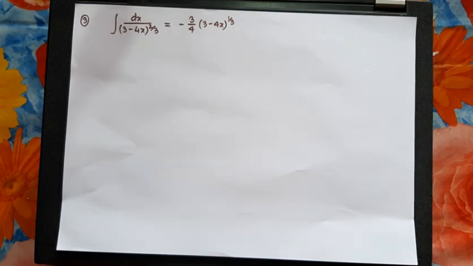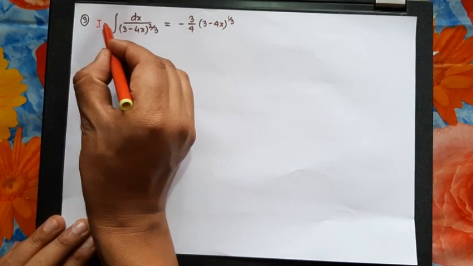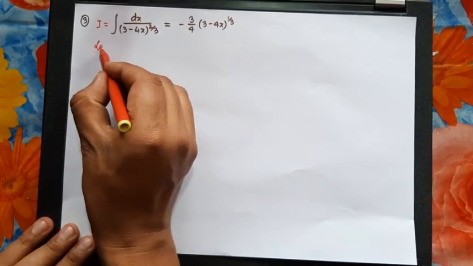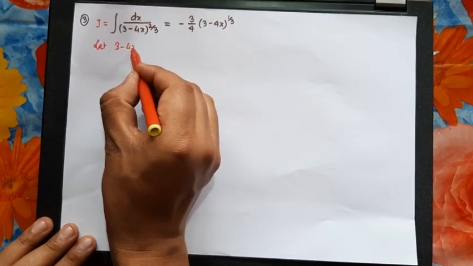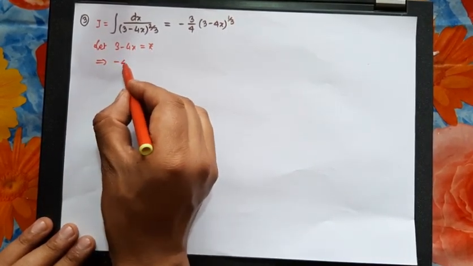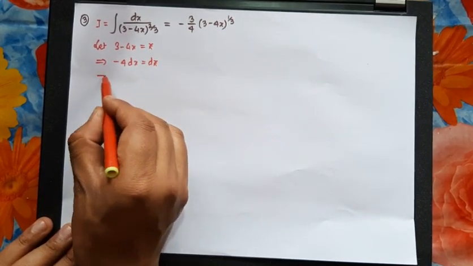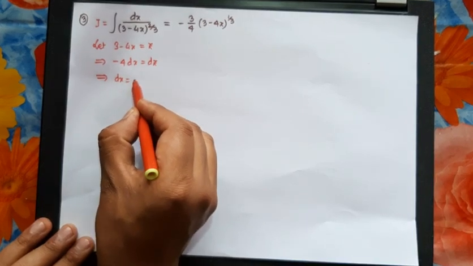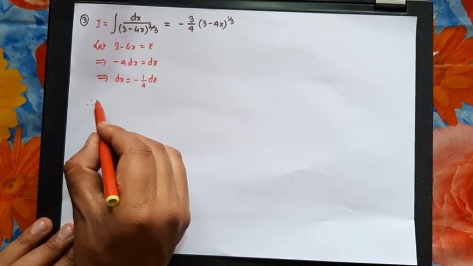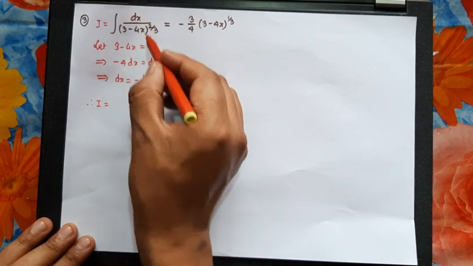Now again, this is falling under type A. Type A says that if I call this I, we have to take this to be Z. So let 3 minus 4x equal Z. As usual, differentiate. So you'll get minus 4 dx equals dz, right? So from here, dx will be equal to minus 1 by 4 dz. So therefore my integral I will change to, instead of this dx I am writing this much.